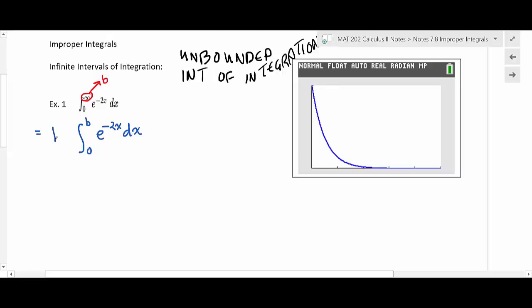And then what are you going to do? You're going to do the limit of what? B goes to infinity, right? That b is going to infinity. That's the whole key. You're setting it up that way.